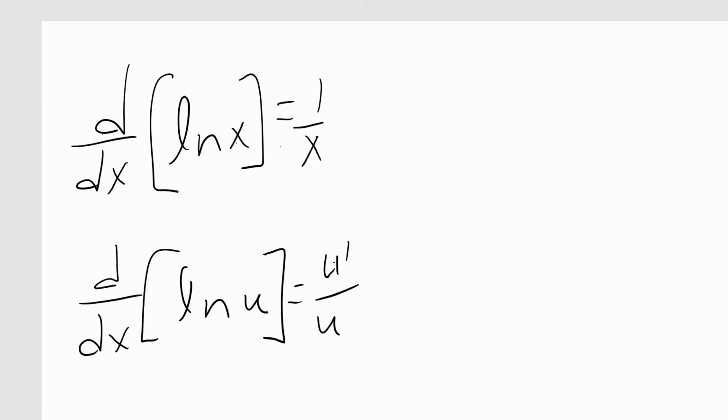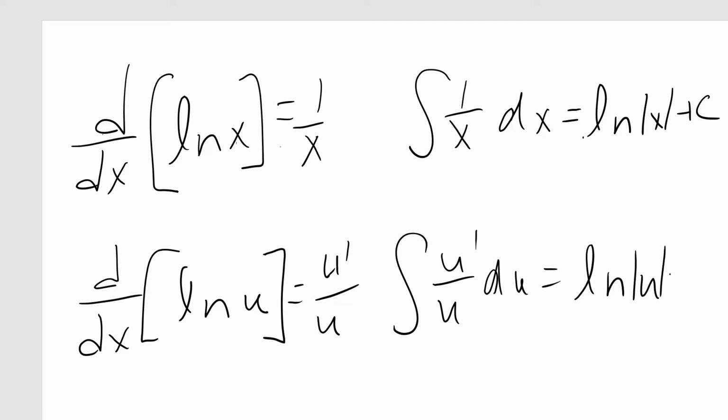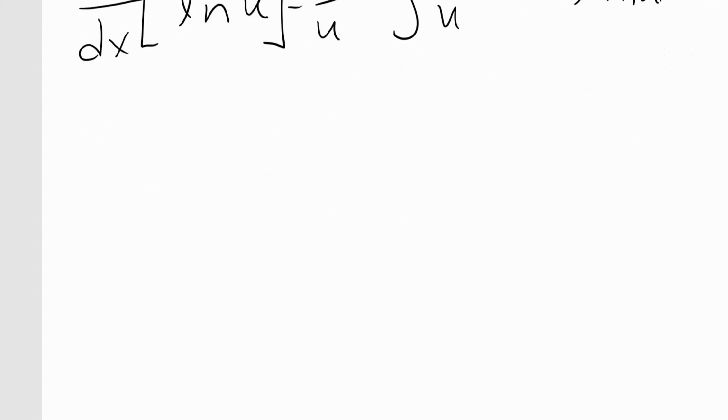So instead of the derivative of the natural log of x being 1 over x, I'm going to go backwards and say the integral of 1 over x dx equals the natural log of the absolute value of x plus c. And for the second one, where the derivative of the natural log of u equals u prime over u, the integral of u prime over u du is going to equal the natural log of the absolute value of u plus c. All right, so let's go ahead and apply this to some problems.